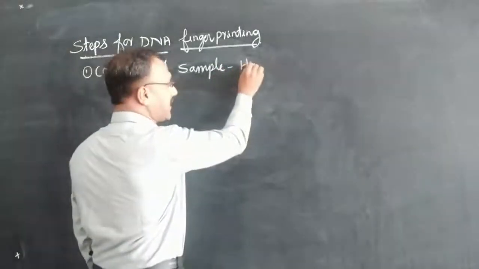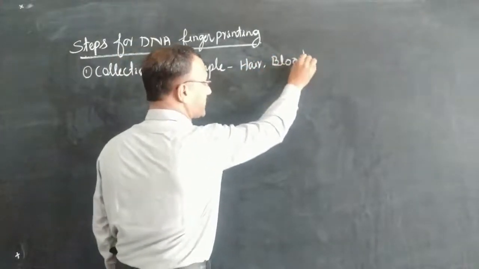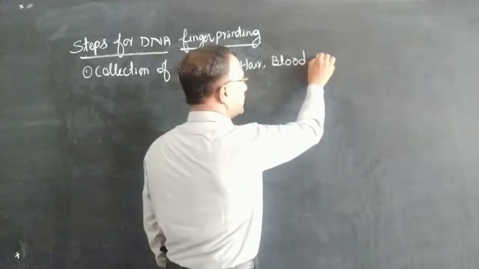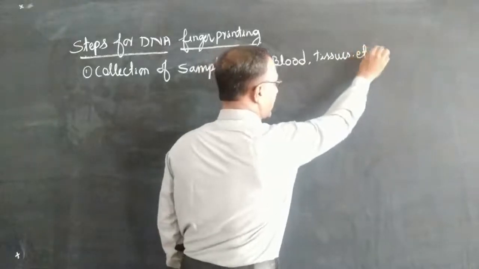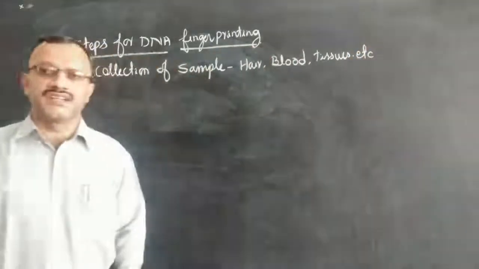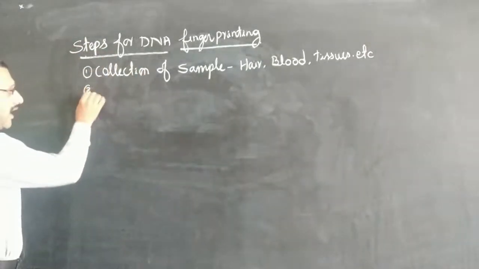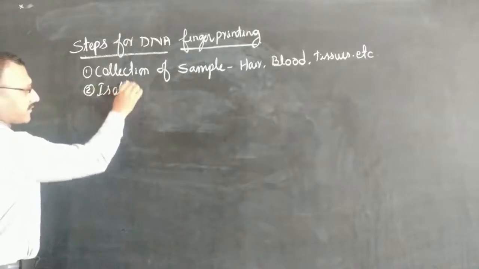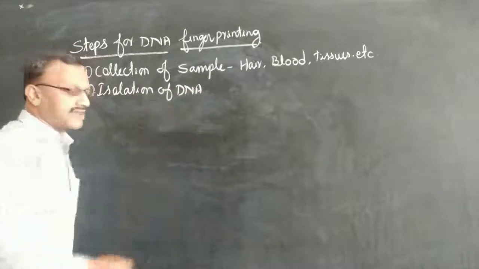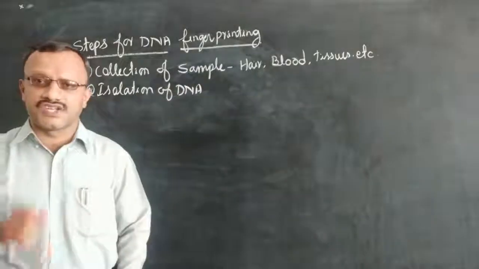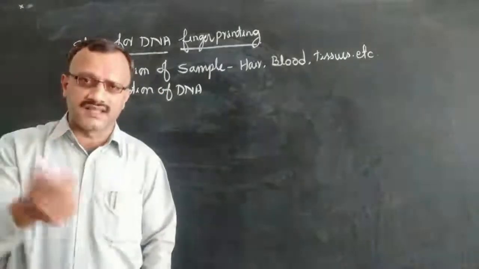So the sample may be hair, or it may be blood also, where the WBCs can be used, or it may be the tissues, etc. It can be extracted or collected from the vicinity of the crime. Then from this sample, isolation of DNA. The DNA will be isolated from the tissue or from the sample which has been collected from the vicinity of the crime or from any other place.